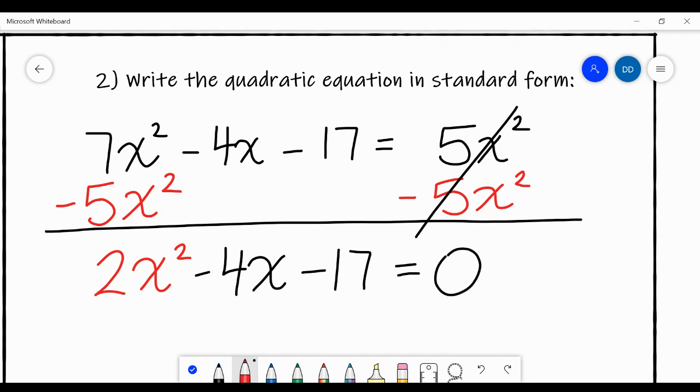The exponents go from largest to smallest. It's set equal to 0, and that's it. That's your answer. Hope this helps.